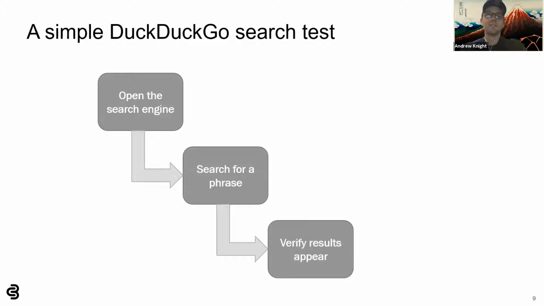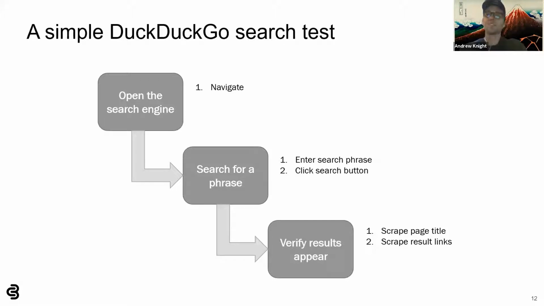Here's an example of a simple DuckDuckGo search test. DuckDuckGo is a search engine like Google or Yahoo. The steps here are very straightforward. Opening the search engine requires navigation. Searching for a phrase requires entering keystrokes and clicking the search button. And verifying results requires scraping the page title and result links from the new page. Interactions are everywhere.